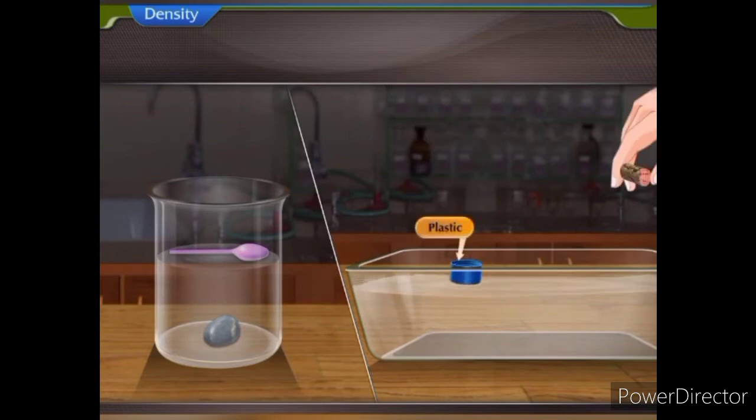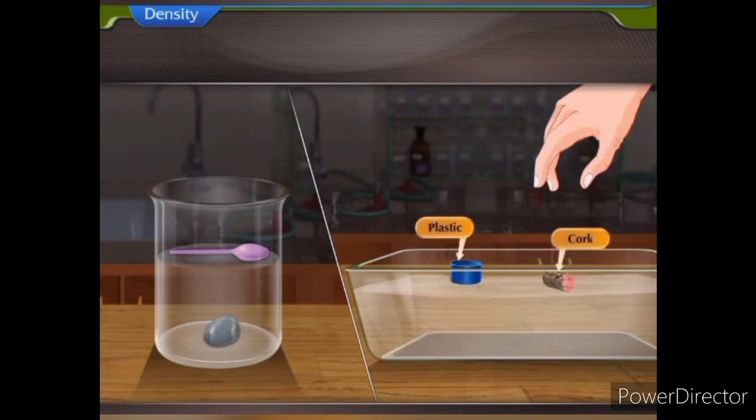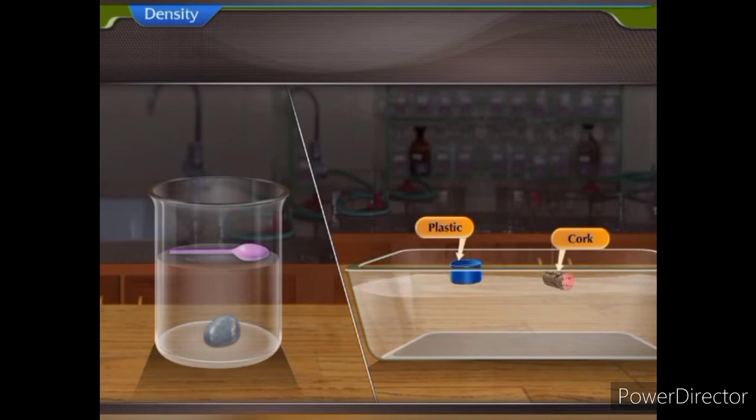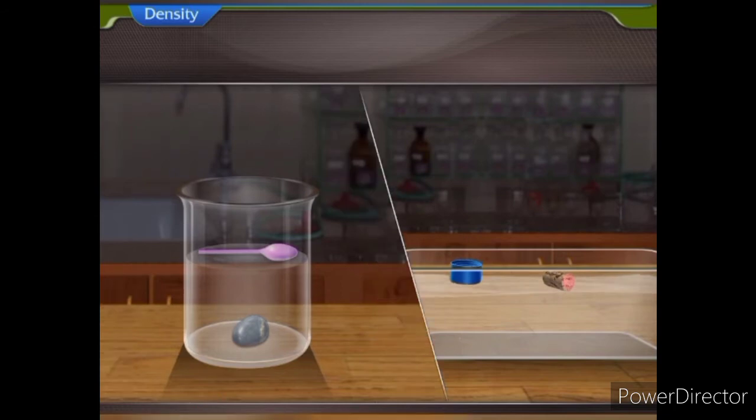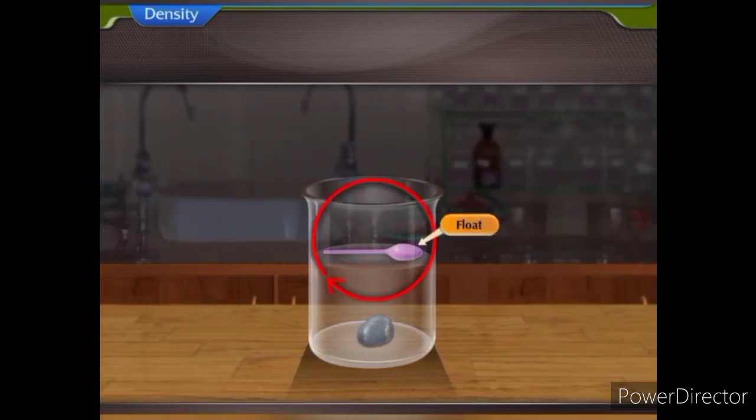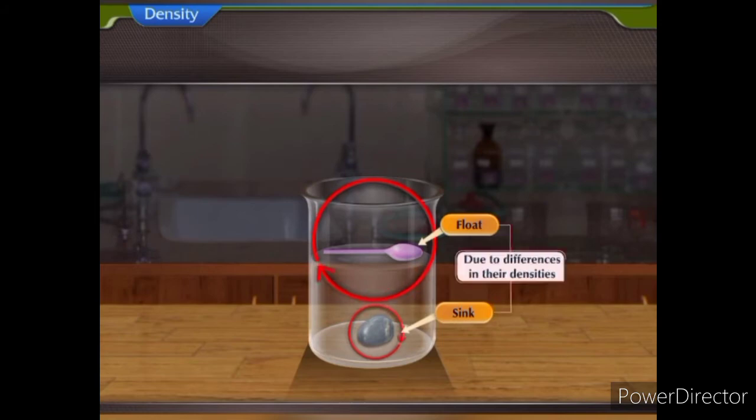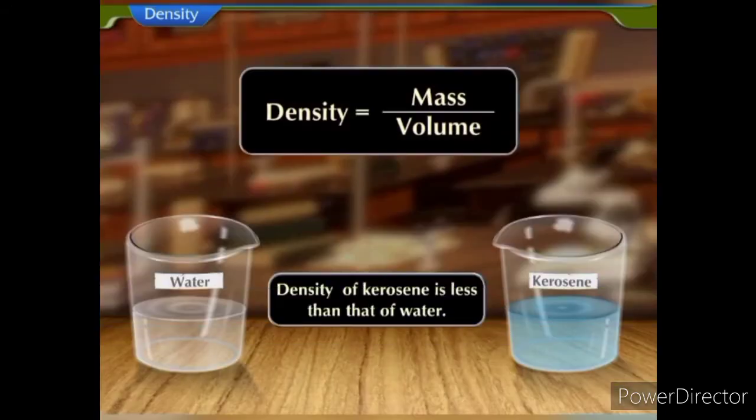Plastic and corks are substances that will float on water. Substances float or sink in water due to differences in their densities. Let us understand the concept of density. Density is the ratio of mass to volume.